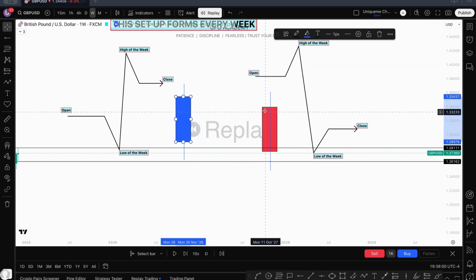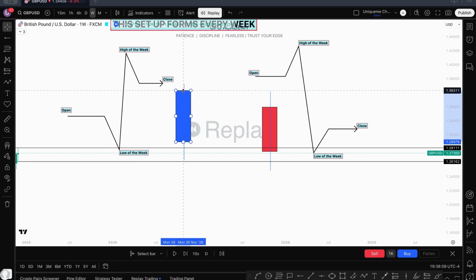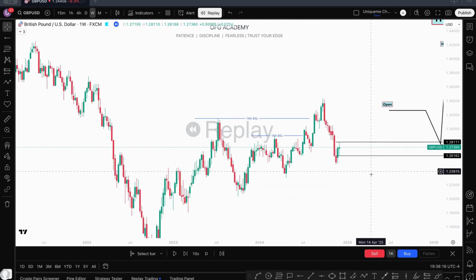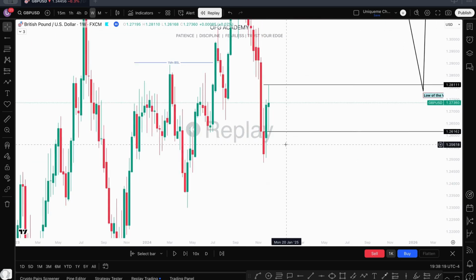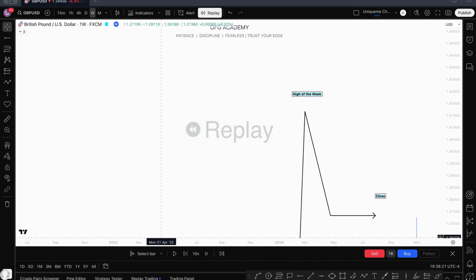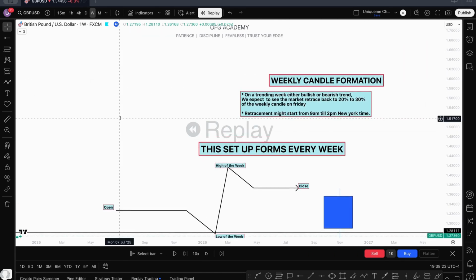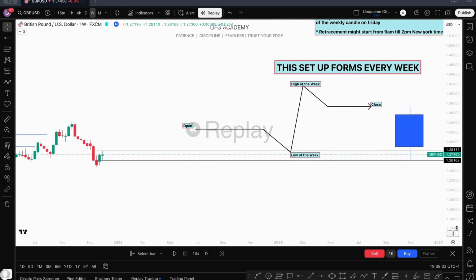For a sell, the opening of the price is above, the closing of the price is below. For a buy, the opening of the price, they're buying from here, and price was still buying, buying, buying. But when Friday came, price said, oh, market's about to close, let me rest. It just came down. That's what happened here in this scenario. Now, this rule gave another rule: on a trending week, either bullish or bearish, we expect to see the price retrace back 20 or 30% of the weekly candle range on a Friday.